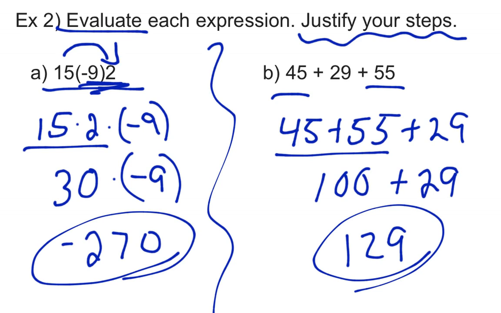Again, justify your steps. To me, when you're actually doing these problems and showing your work, the showing the work is the justifying your steps. I don't really care if you write down associative property or commutative property. It's just we're trying to get you to look for opportunities that maybe you can do things like this, like the 45 and the 55 first, because it might make the problem a little easier for you. Okay, that's our lesson today.